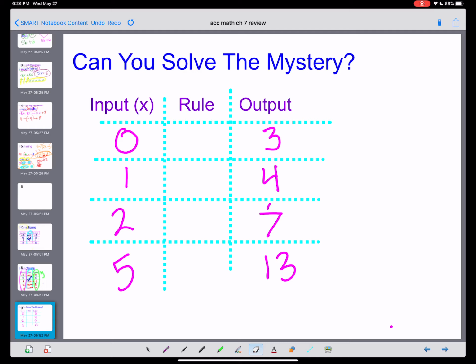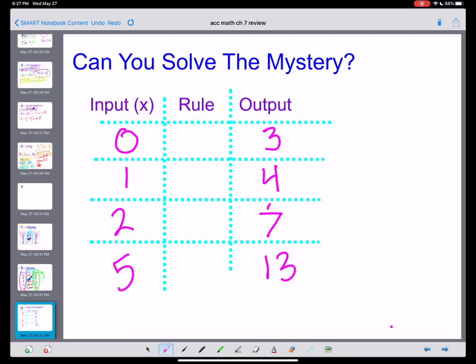So the next thing I might try to do is just addition. Okay, 0 and 3, we added 3 here. That works. 1 plus 4, we added 3 here. That works. 2 plus 3, ooh, that's not 7, so that does not work. And 5 plus 3 is 8, not 13, so that doesn't work. So I know that plus 3 works for some of them, but I know it doesn't work for all of them.